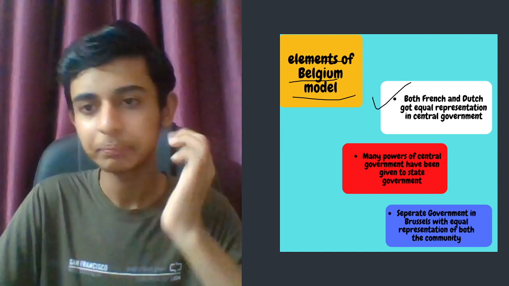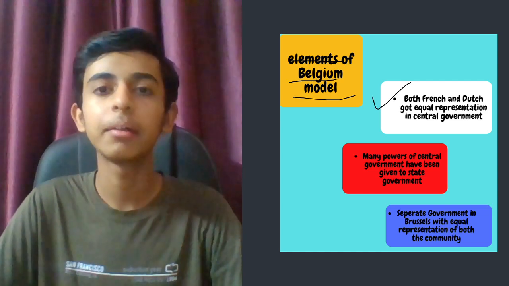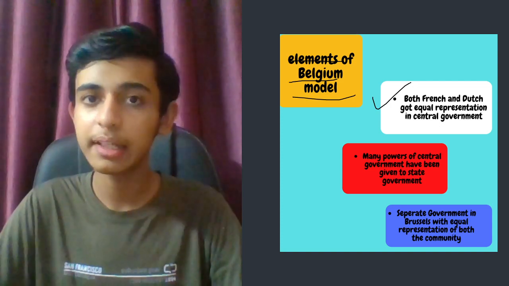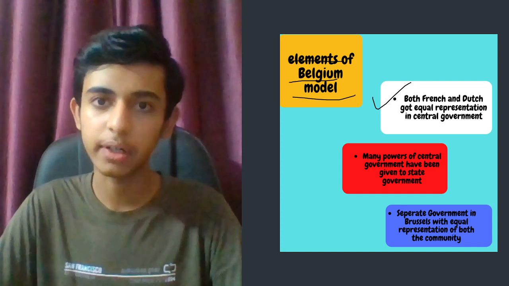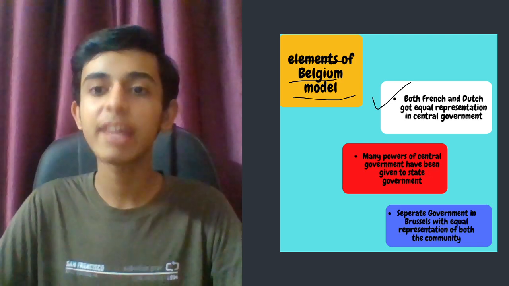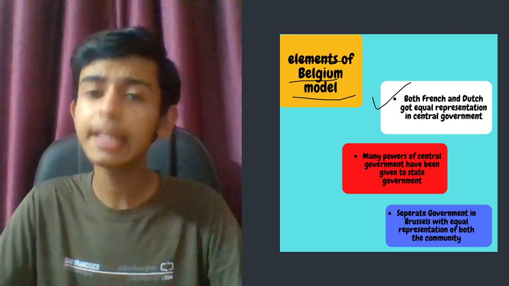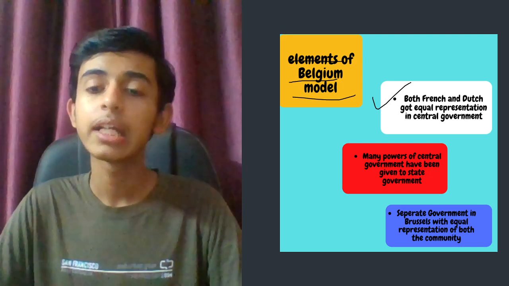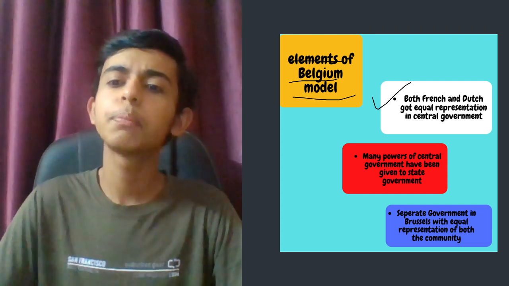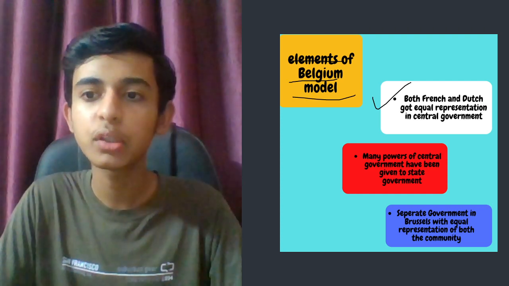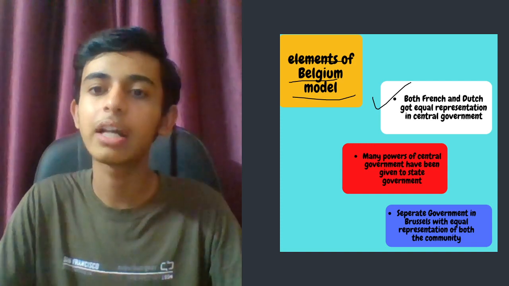Now try to understand that we knew in the whole country, Dutch were in majority, French were in minority. Whereas in Brussels, French people were in majority and Dutch people were in minority. So what they decided is that both French and Dutch are going to get equal representation in the central government.